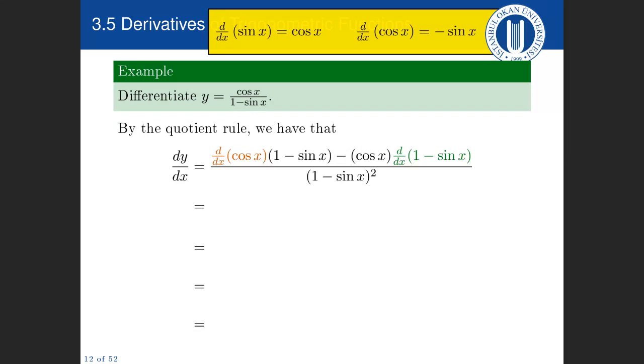Differentiate y is equal to cos x divided by 1 minus sine x. This is a quotient rule question. So the derivative is going to be u prime v minus uv prime divided by v squared, which for us is derivative of cos multiplied by 1 minus sine x, and then minus cos x, derivative of 1 minus sine x, and then everything is divided by 1 minus sine x squared.